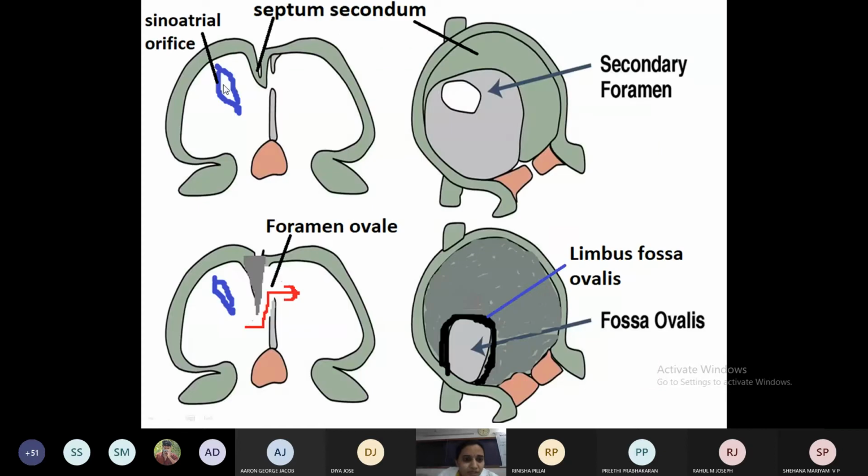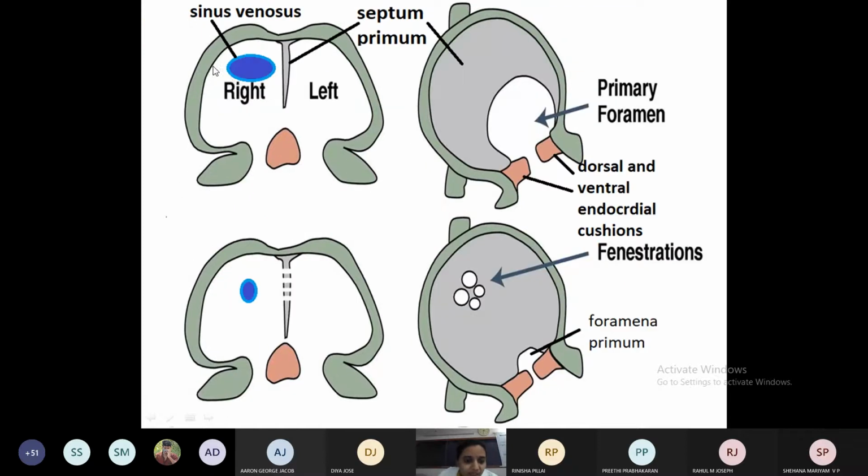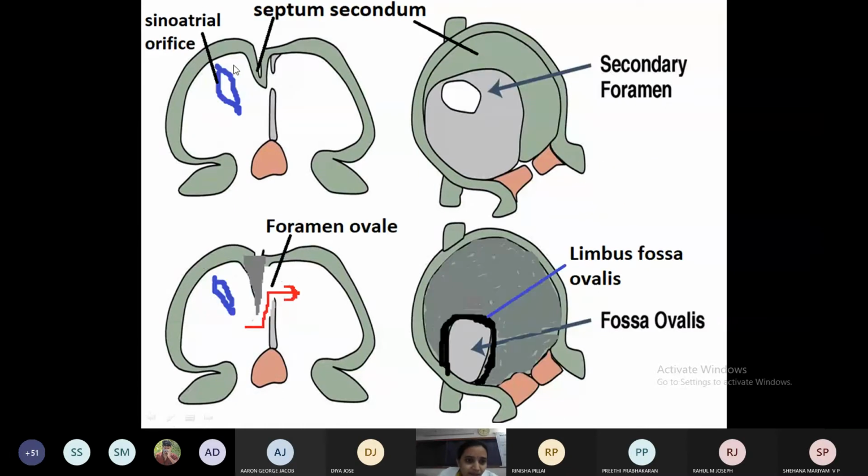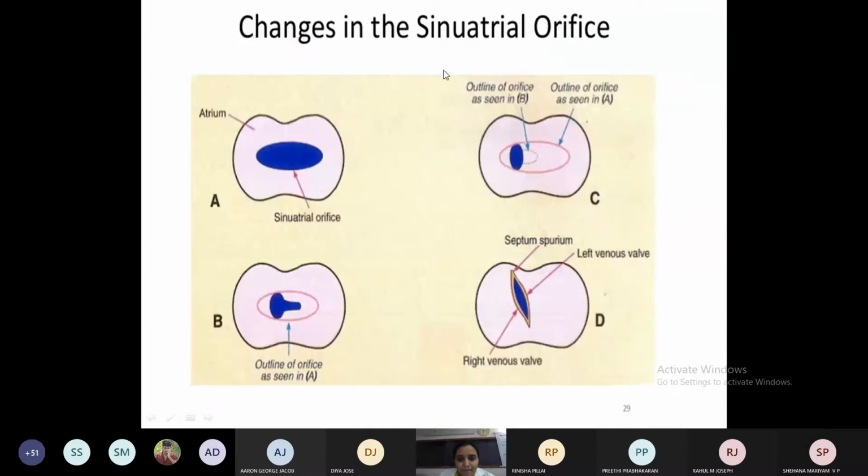One more change is in the sinoatrial orifice. The sinoatrial orifice, initially it is large, then it is converted to a smaller size, then it is fusiform shaped, bounded by right and left venous valves. You can see here, right and left venous valve. You can compare the opening of the sinoatrial orifice, which is reduced to a mere slit.